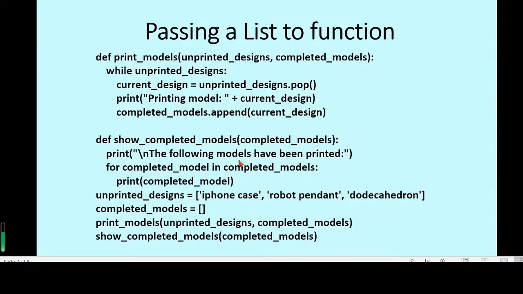Next, another function called showCompletedModels with one list as parameter, completed models. We print a message, then for each completed model in the completed models list, we print this model. So when we call these functions, we first define two lists. One is unprinted designs with 3 elements. One is completed models with an initial empty value.